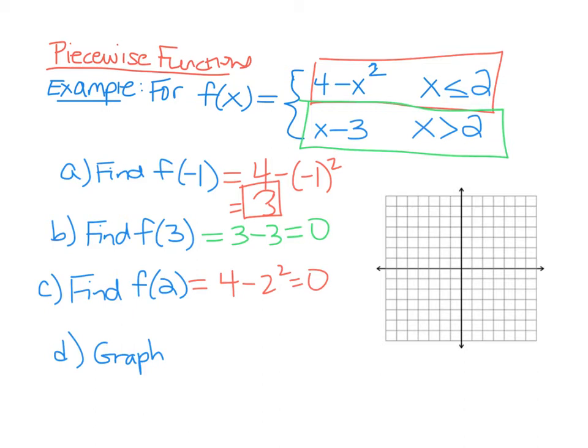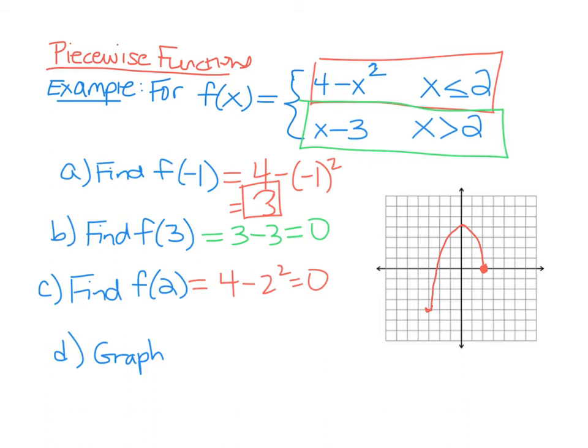So for the upper equation, we know that 4 minus x squared is a parabola that is upside down that has a y-intercept at 4. It looks kind of like this. We know that that's going to be our graph up until x equals 2. And we have a closed circle because it's less than or equal to.